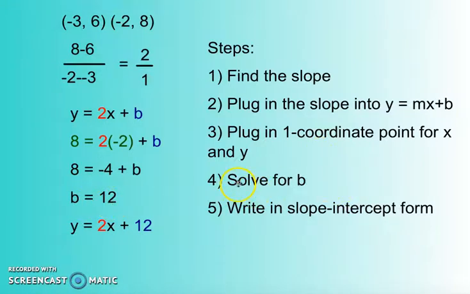And then the last two steps are: solve for b, which is the y-intercept, and the final step, write it all out. Write it in slope-intercept form.